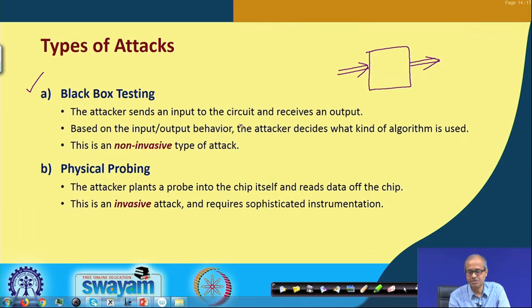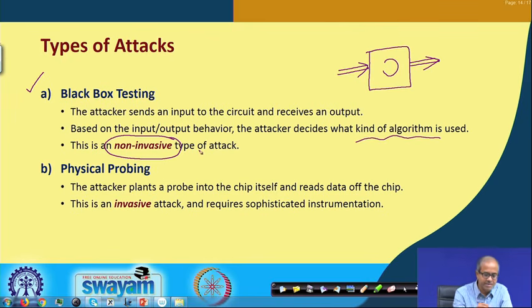The attacker sends an input to the circuit or device and gets the output. Depending on this input output behavior, the attacker can decide what is going on inside, what kind of algorithm is being run, and if it is a cryptographic operation, sometimes the attacker can also try and guess what is the secret key that is being used. This kind of an attack is a so called non-invasive type of an attack, because we are not disturbing the device, we are not breaking or damaging the device. These kind of attacks are called non-invasive attacks.